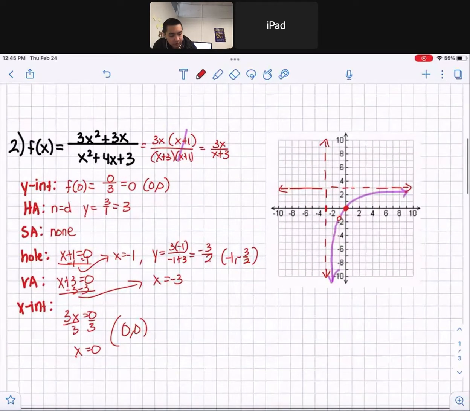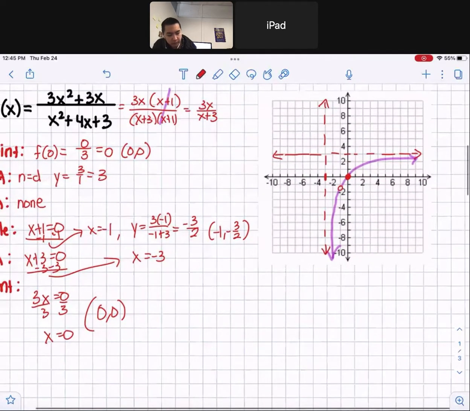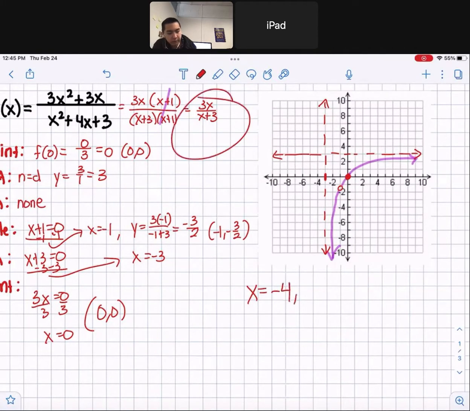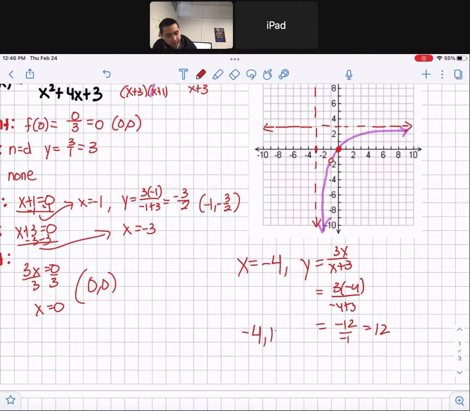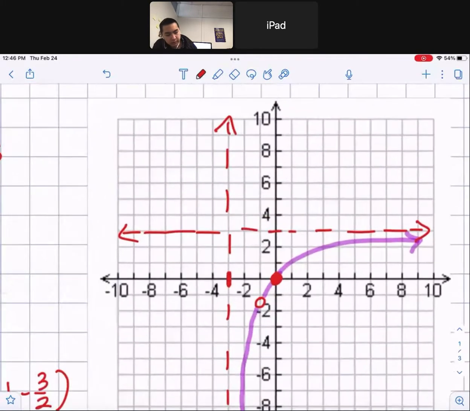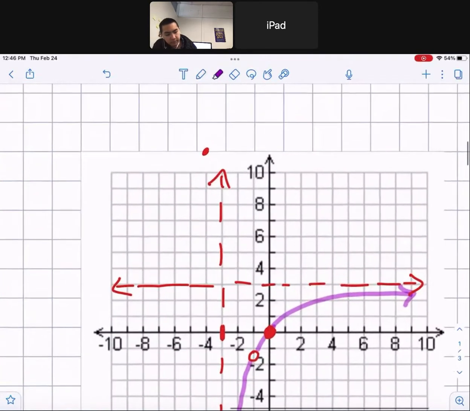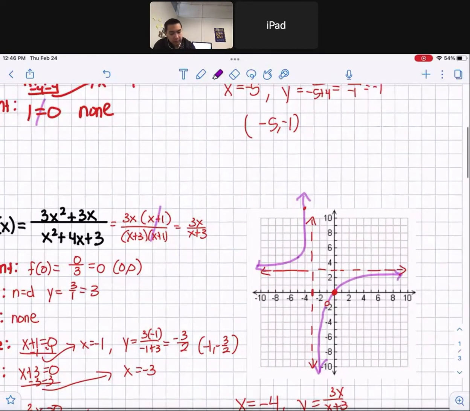So I'm just going to plug in x equals -4 into my reduced equation. Three times -4 over -4 plus 3, which is -12 over -1, which is 12. So -4 comma 12, which is somewhere up there. And then you guys, our graph is going to look something like that. So there's your guys' answer in the graph for number 2.